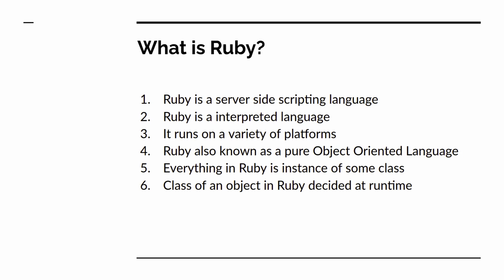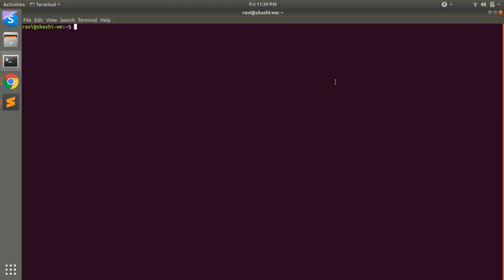Now the sixth point: the class of an object in Ruby is decided at runtime. You don't need to define the type of your variable, whatever you are declaring or defining. Your variable or your object will have its class assigned at runtime. Let me show you an example of why I'm saying that the class of an object in Ruby is decided at runtime.